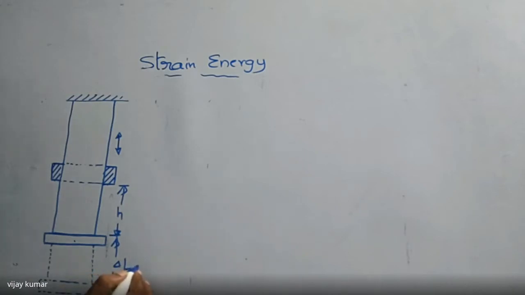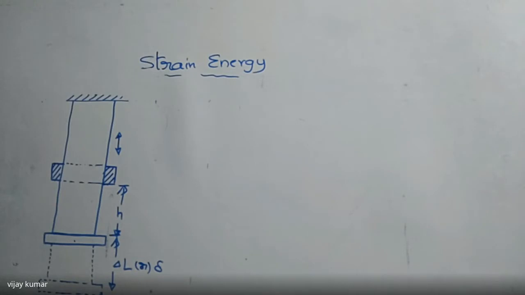In some textbooks it is written as delta also. I got the point or not? When this load is released suddenly, it travels with an acceleration and impacts this lower portion, and the bar undergoes some extension. Here I want to find what is the strain energy in this bar.